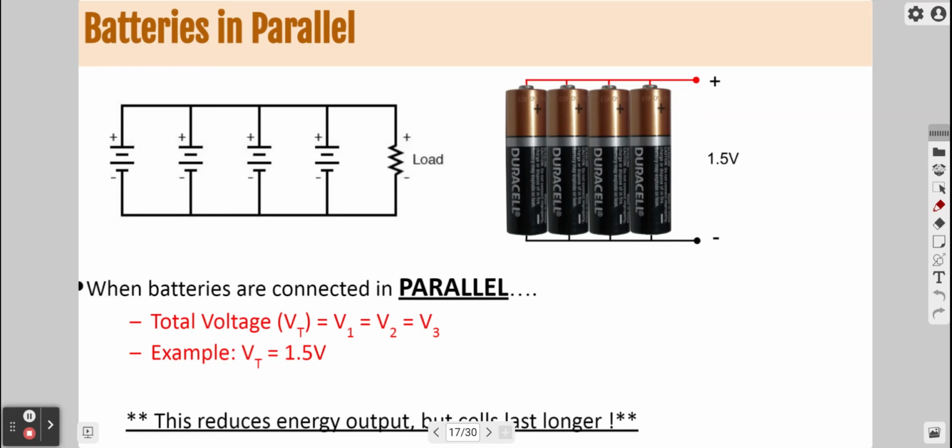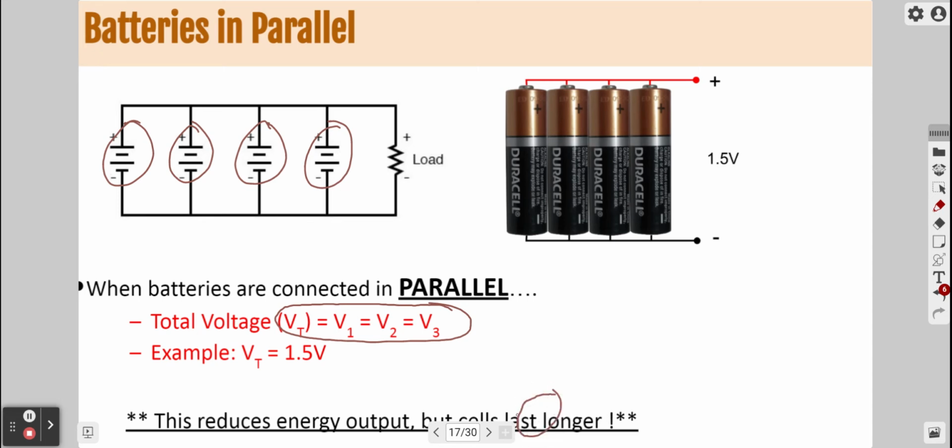Now, if batteries are in parallel, they do not add up. All of these batteries here will not add up for the voltage. They're just going to equal the single battery voltage. The trick with this is that it doesn't increase the energy output, but if they're in parallel, they can last longer.